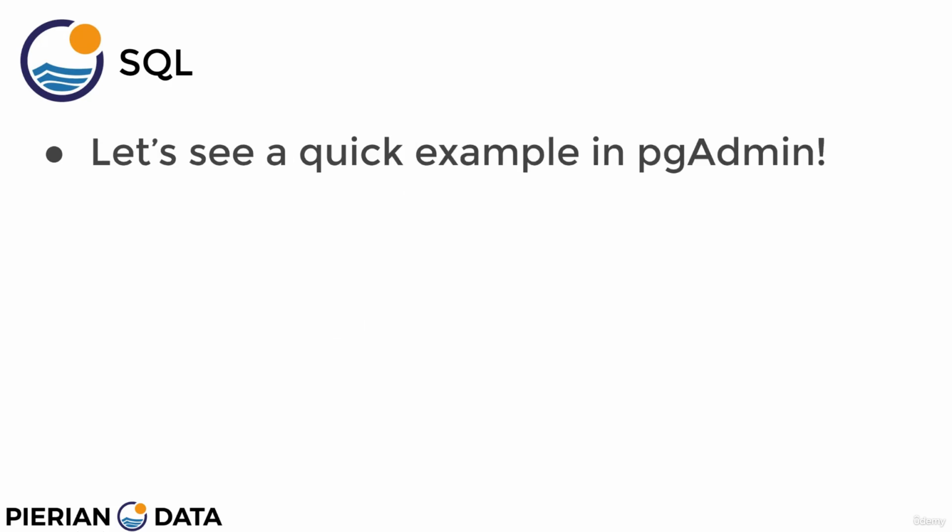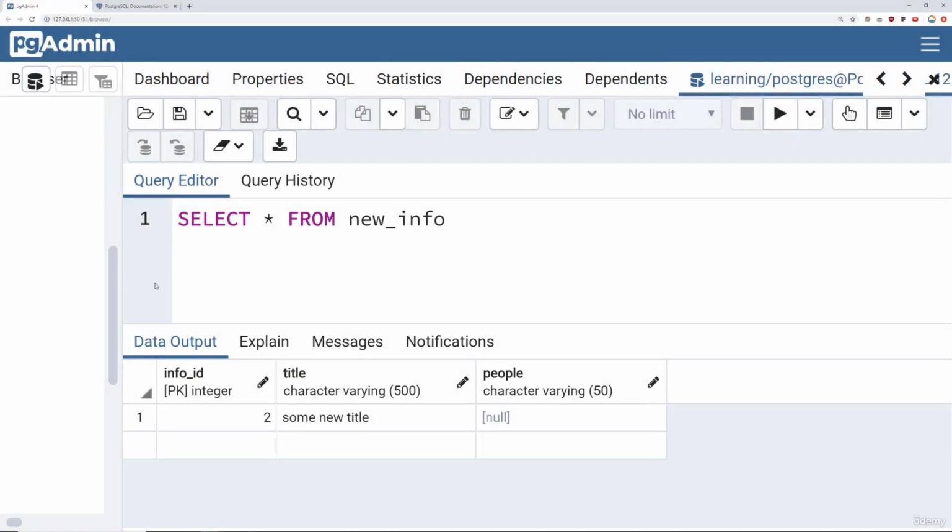Okay, let's go ahead and see a quick example of this in pgAdmin. All right, here I am in pgAdmin. Recall that we have this new info table that we created when playing around with the alter commands. Let's go ahead and drop the people column. So we'll do the following. We're going to say alter table new info, and we're going to say drop column, and then say people.